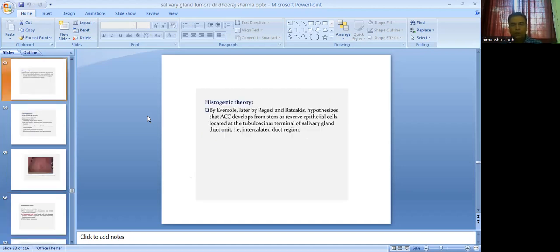Histogenetic theories were given by Warsol and later by Regis and Batsakis, which say that this tumor arises from the stem or reserve epithelial cells, which are located at the tubuloacinar terminal of the salivary gland duct, or that is the intercalated duct.